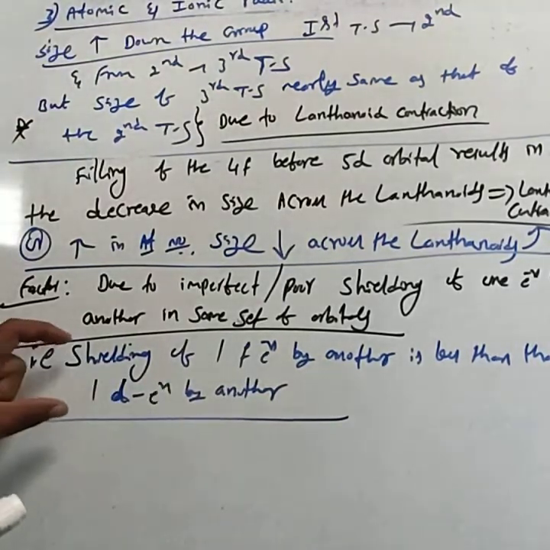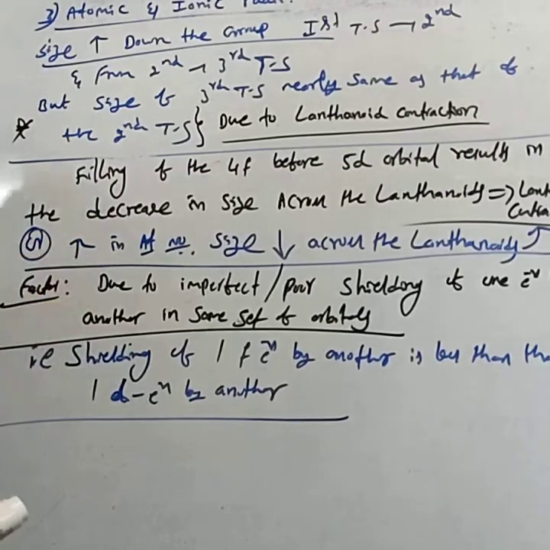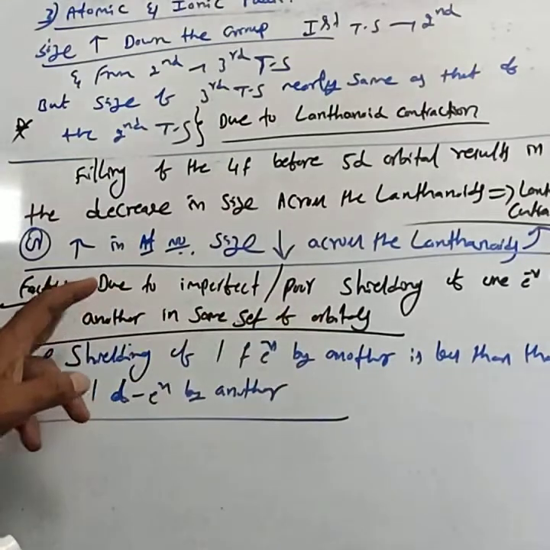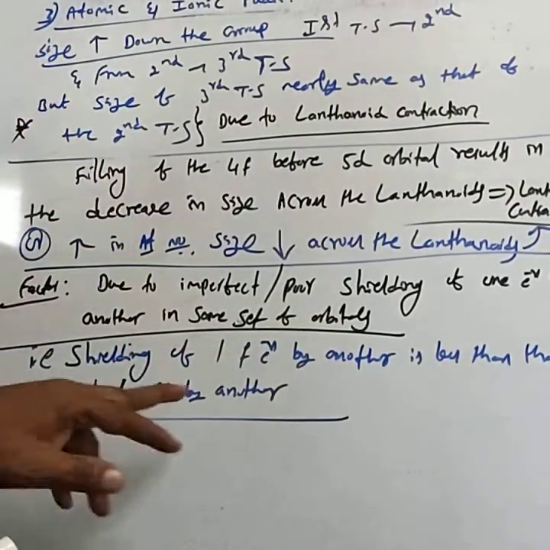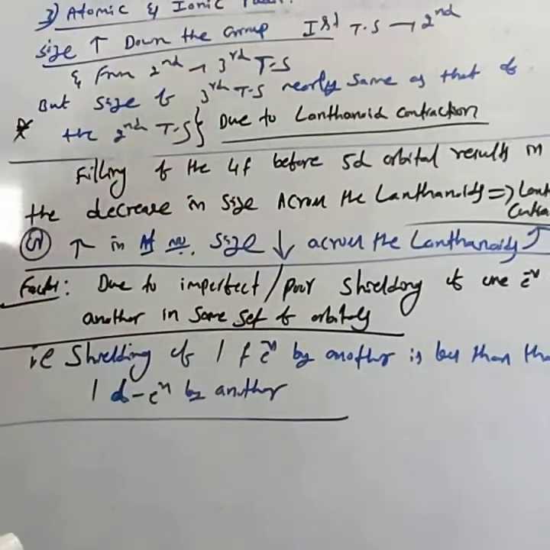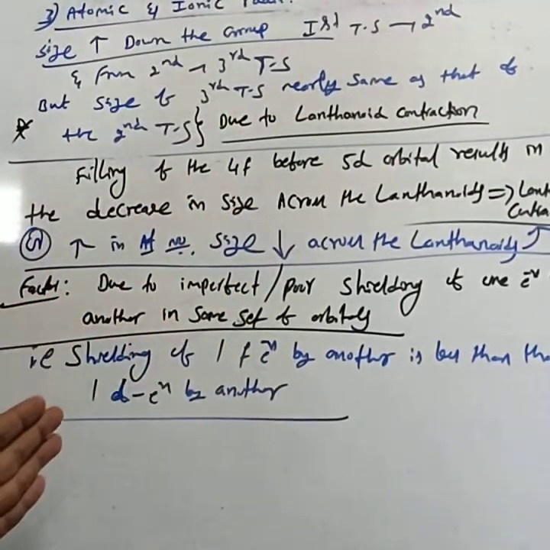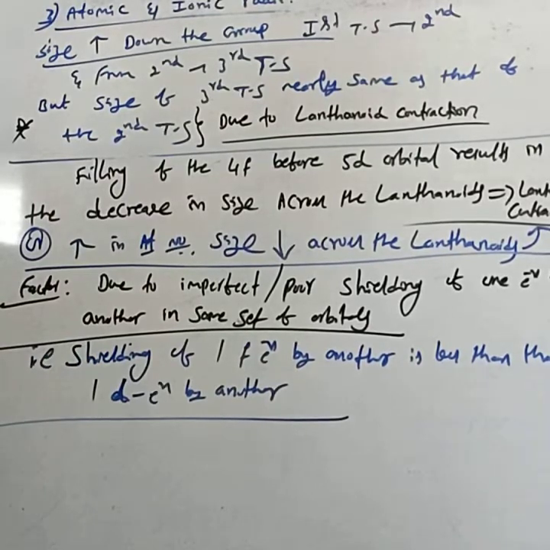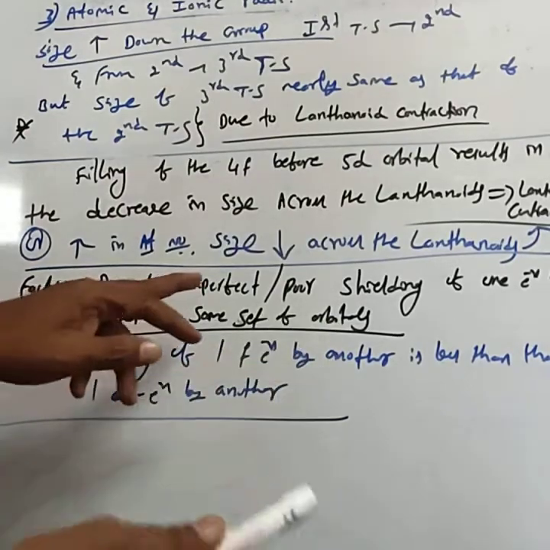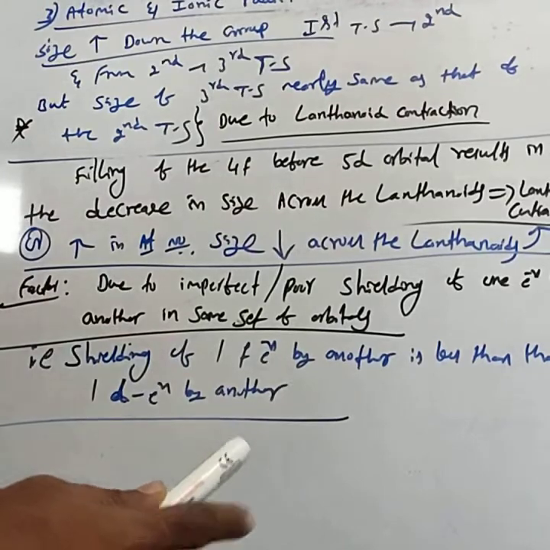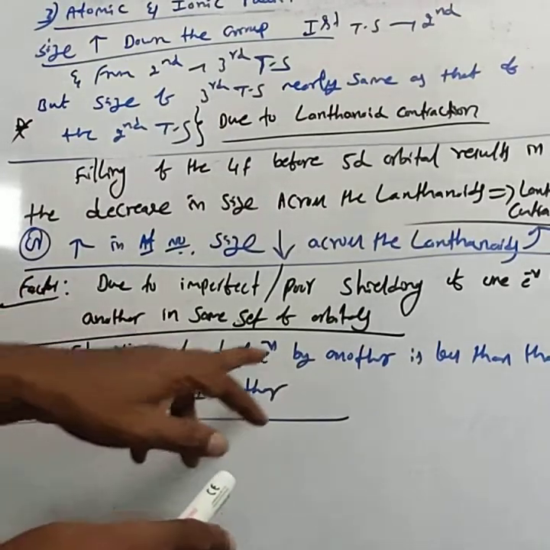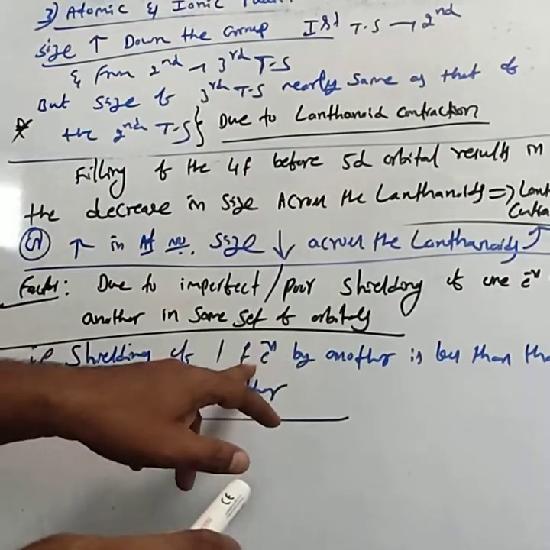You can write either this one or poor shielding of one electron by another in the same set of orbitals. That is, the electron enters the 4f before 5d. I already discussed that the shielding effect is in the order of s greater than p greater than d greater than f. Across the lanthanoids, due to filling of the f subshell, there arises poor shielding of the f electron.